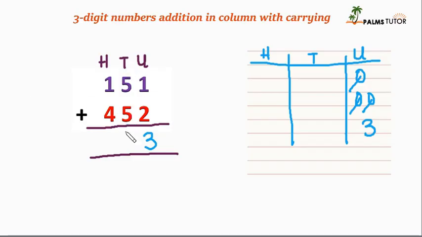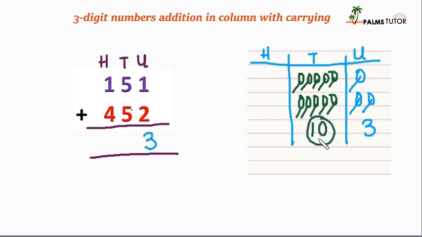In the tens place column, we have 5 plus 5. 1, 2, 3, 4, 5. The second number, 5. Count together: 1, 2, 3, 4, 5, 6, 7, 8, 9, 10. This is 10 tens. 10 tens is 100 and 0 tens. So we keep 0 and carry 1 to the hundreds place.